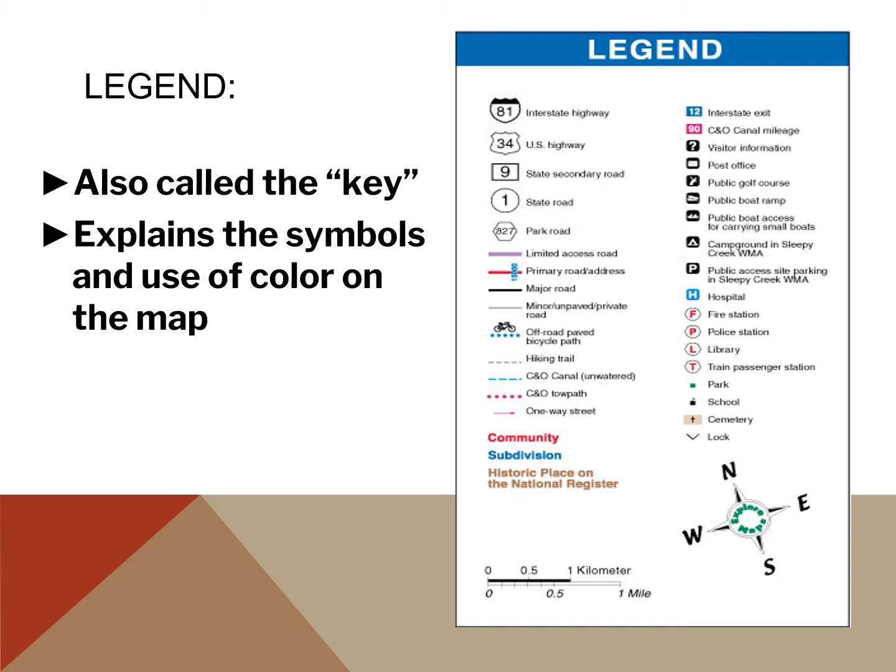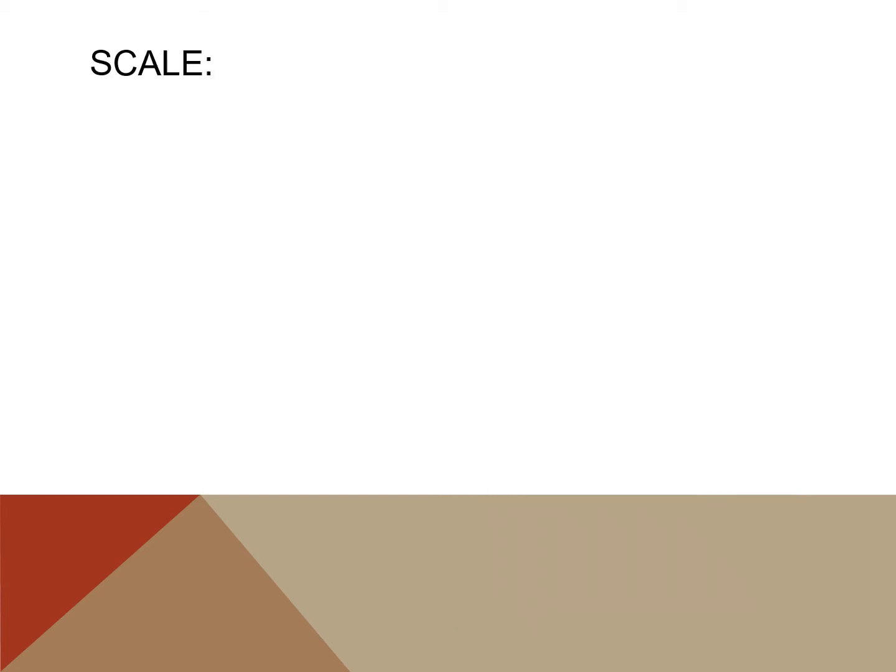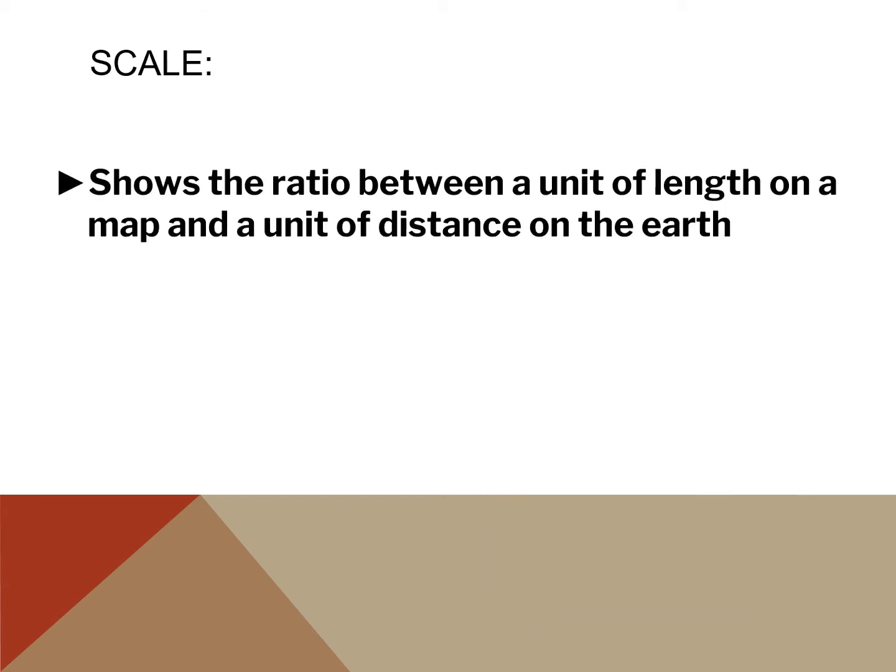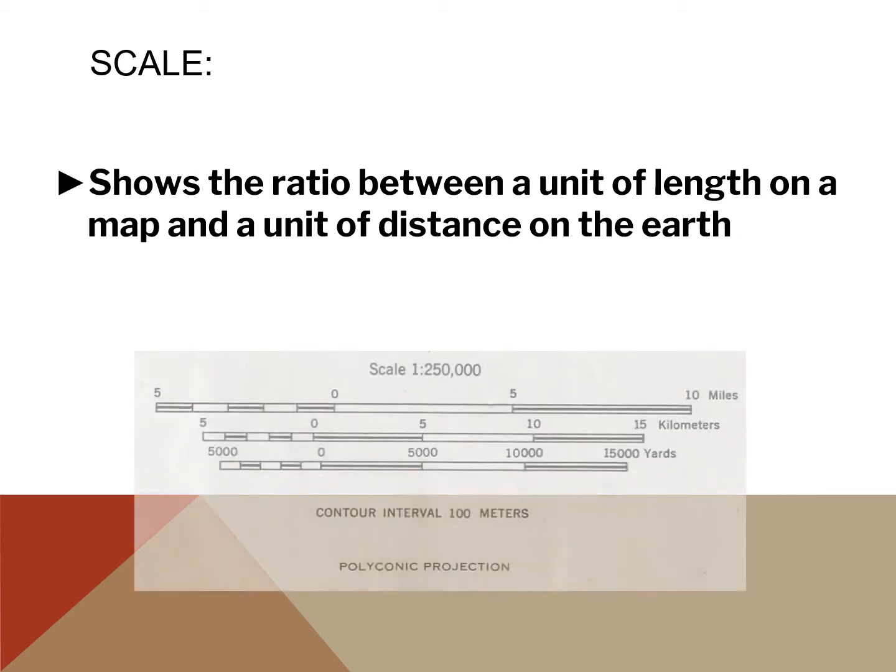The next part of the map that you need to know about is the scale. The scale shows the ratio between a unit of length on a map and a unit of distance on the Earth. We can't have a full-size map because that would be the Earth, and we can't really carry that around in our pocket. So what we need is a way to figure out what length on the map equals what distance in real life. And there's two types of scale. We have a ratio scale and a bar scale.